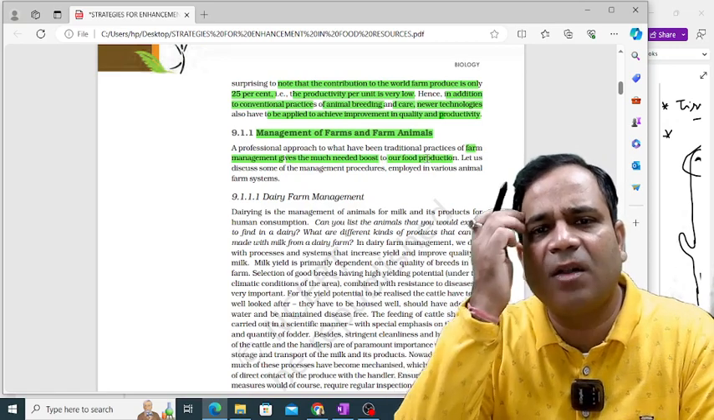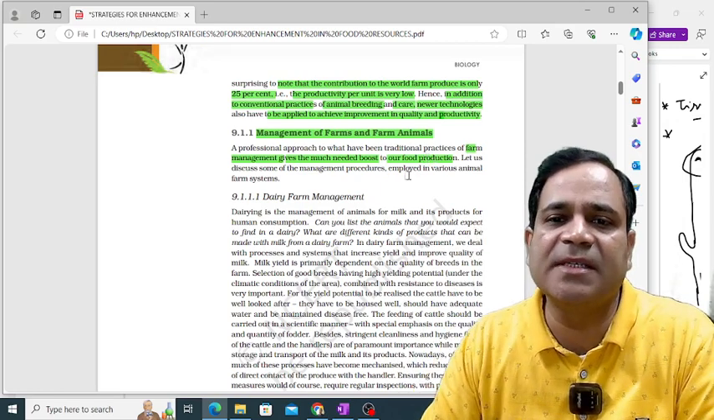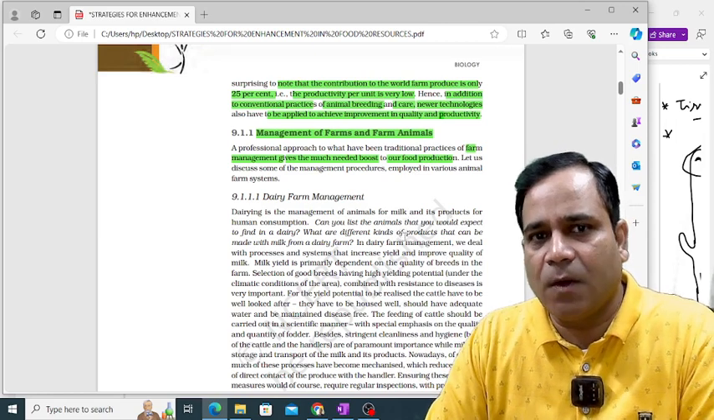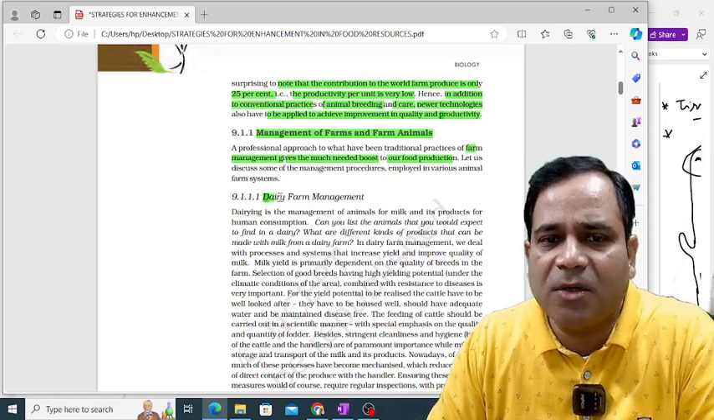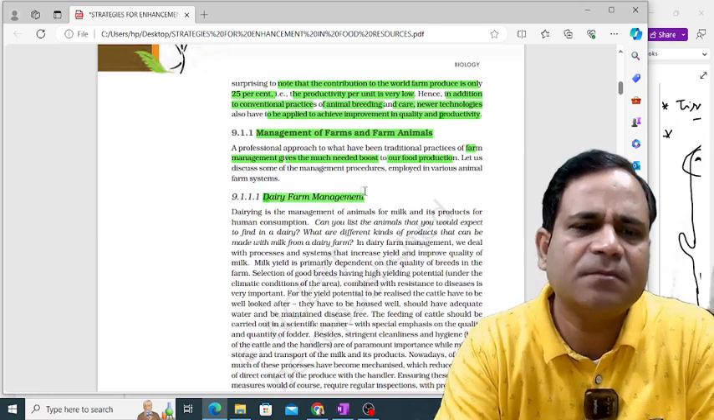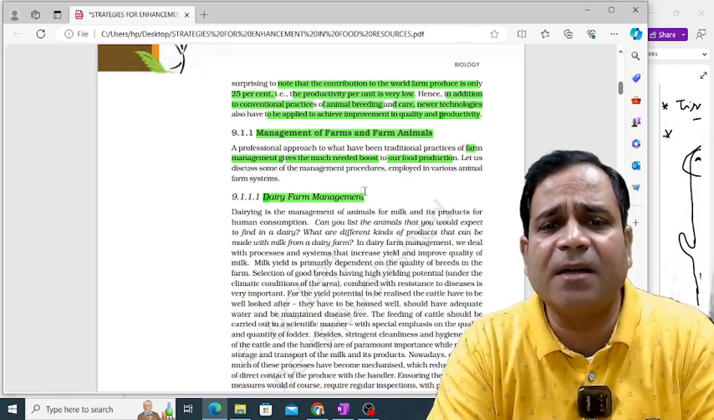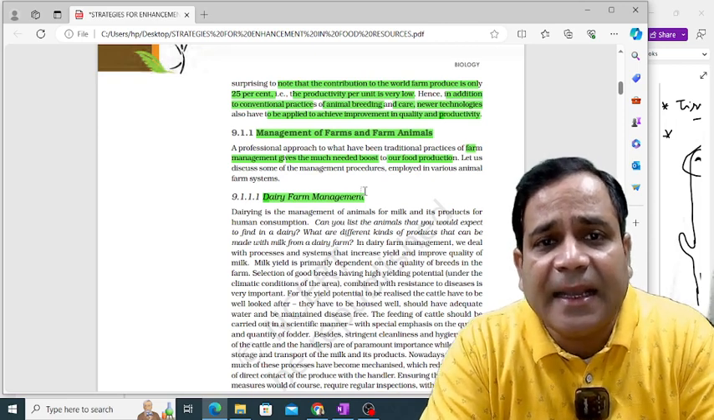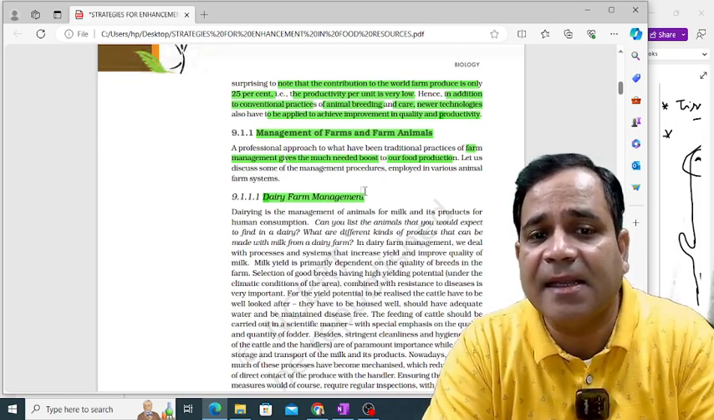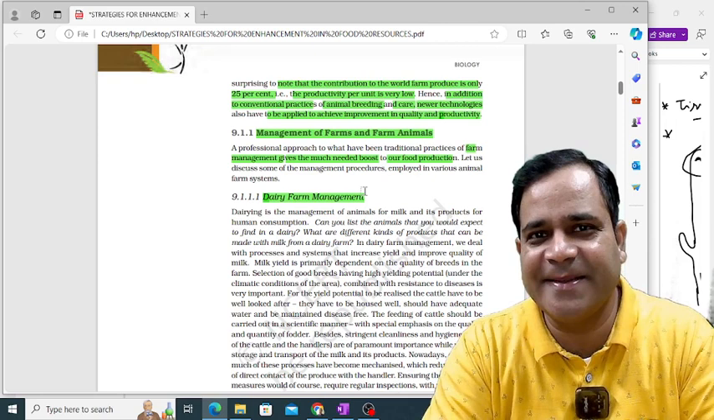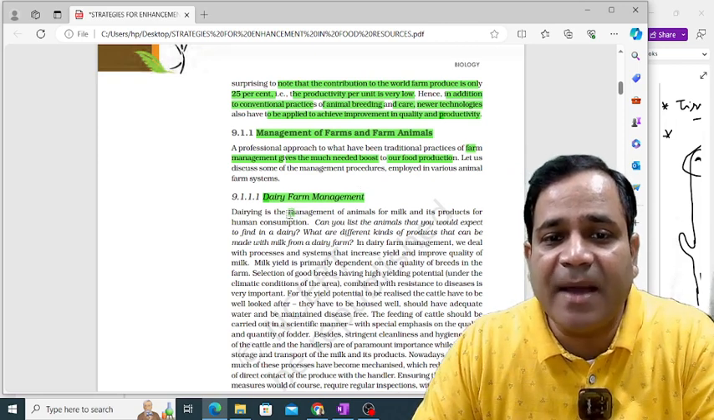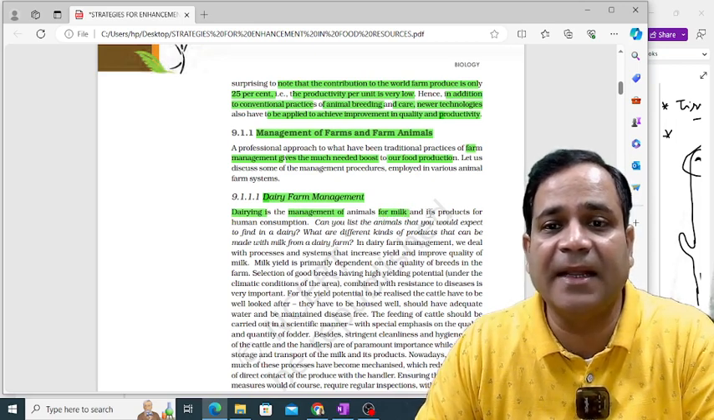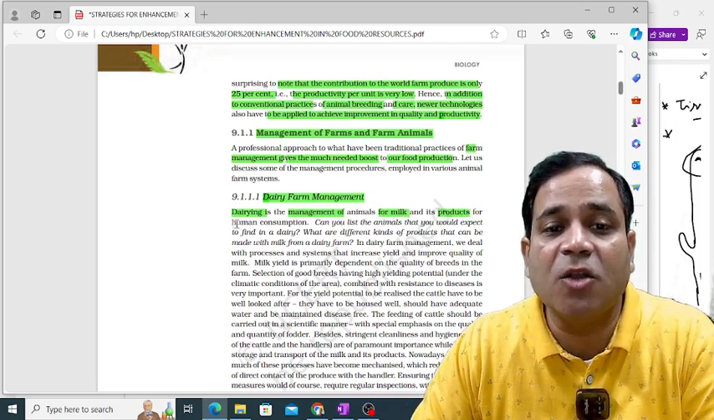Let us discuss how these procedures are employed in various animal farm systems. If I'm talking about dairy farm management, dairying is the management of animals. Dairying, D-A-I-R-Y-I-N-G. For what purpose? For milk and its products for human consumption.